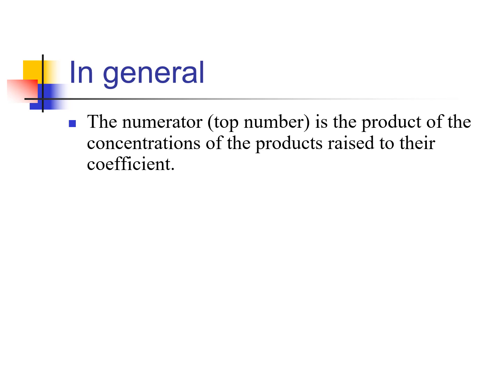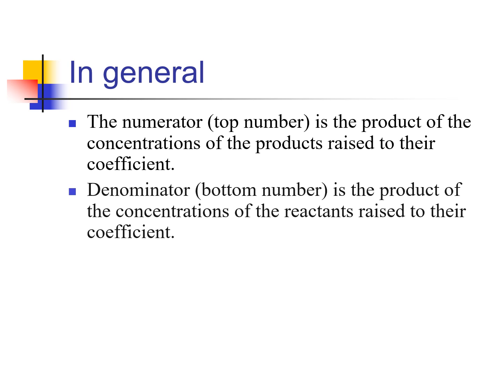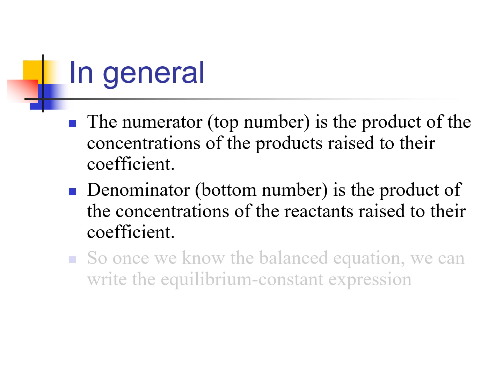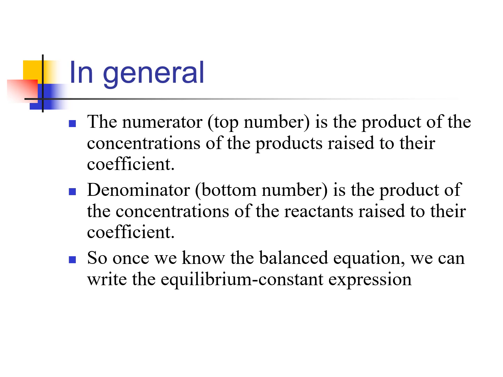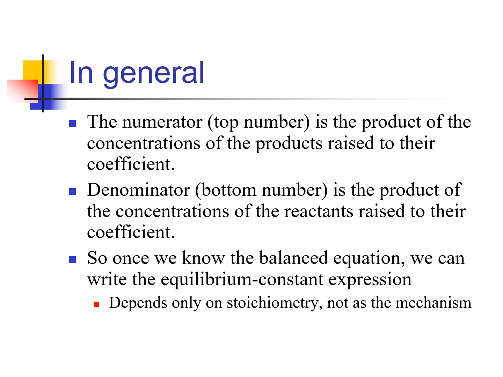So again, in general, the numerator, the top number, is the product of the concentrations of the products raised to their coefficient. Notice it's the product of the concentrations, meaning you multiply, not add. And the denominator, the bottom number, is the reactants raised to their coefficient. And once we know the balanced equation, we can write the equilibrium constant expression, because it depends only on stoichiometry, not mechanism. Kinetics does not really come into play when we start talking equilibrium.